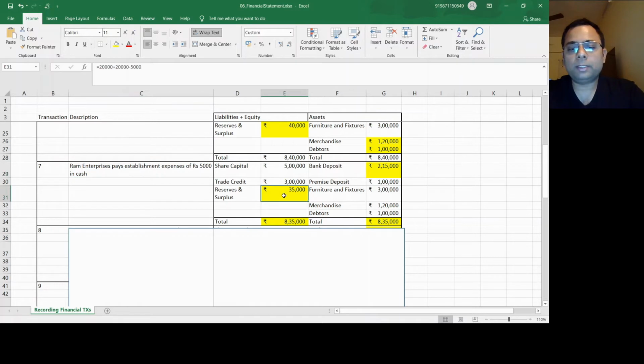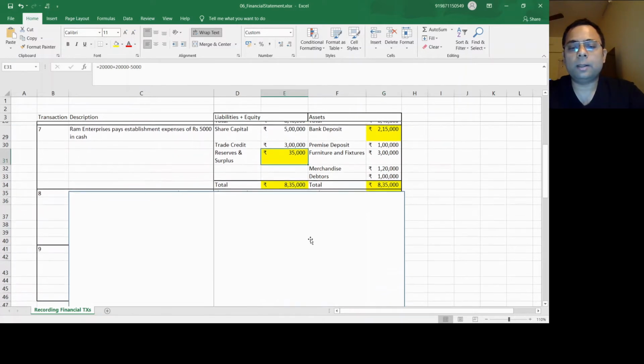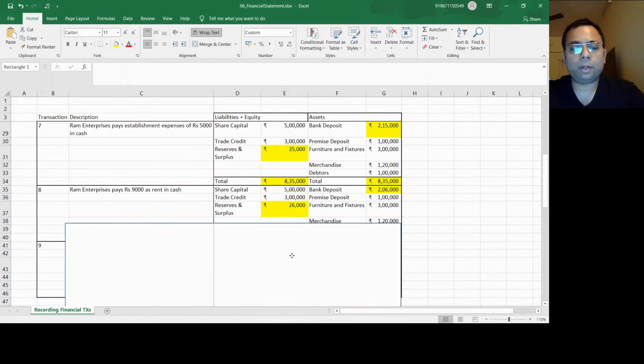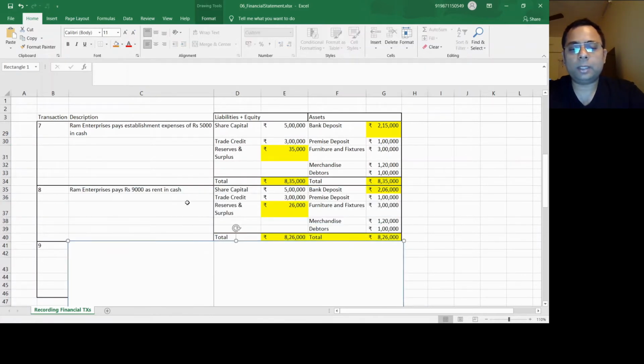So from the reserves and surplus, 5,000 gets debited, and the bank deposit also correspondingly gets debited, right? So the money is paid by the bank from the bank deposits, and thus your surplus and reserves also get debited by 5,000. The next transaction is 9,000 cash rent, paid in cash.